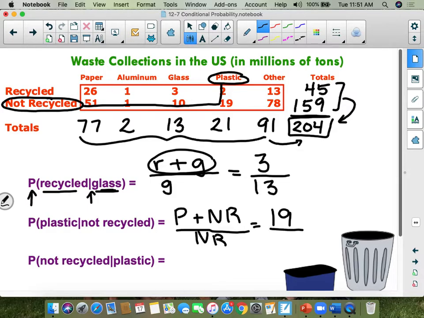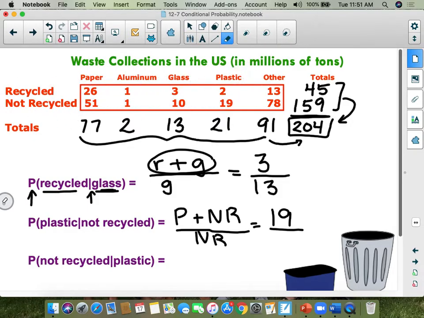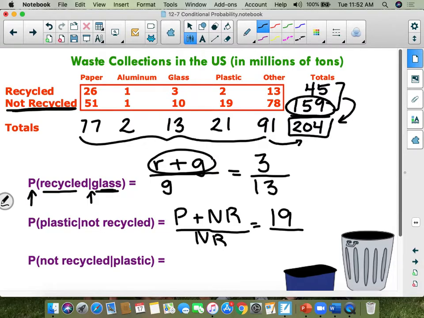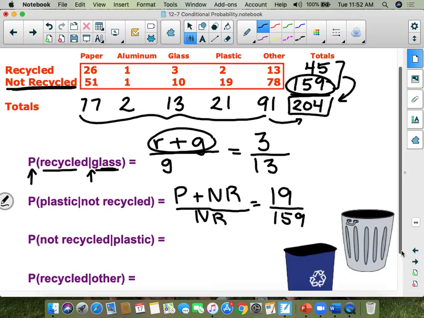It's plastic and non-recycled. Divided by not recycled. Well, here's not recycled. How many are not recycled? I need to go all the way to the end of that, which is 159. Final answer. Okay, let's keep doing a couple more. Let's do 3 more.